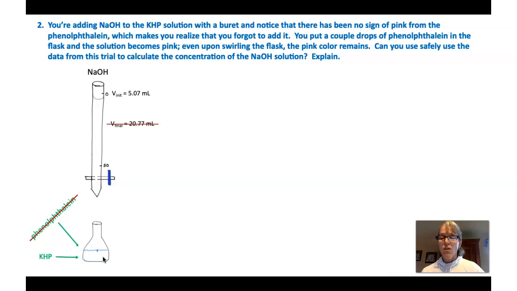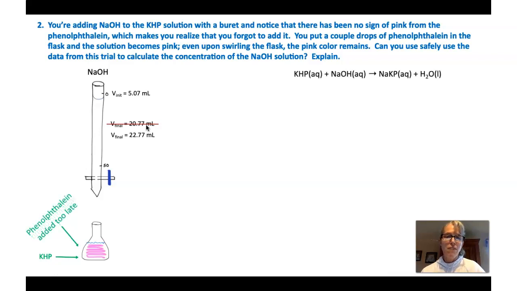And then we realize, oh, shucks, I forgot to add that phenolphthalein. You put it in right away and it automatically turns pink. So this final volume that's supposed to be 20.77 really turns out to be something larger, let's say 22.77. Now let's think about that effect on our results.